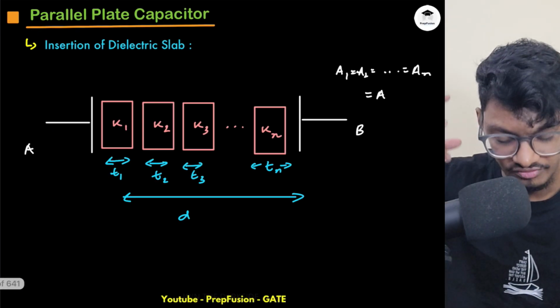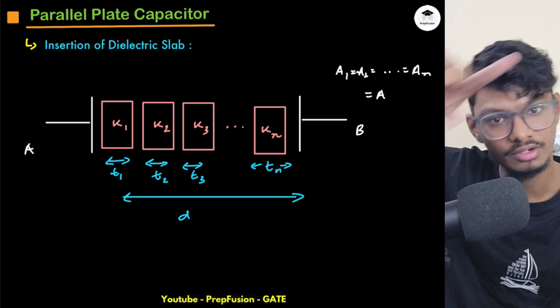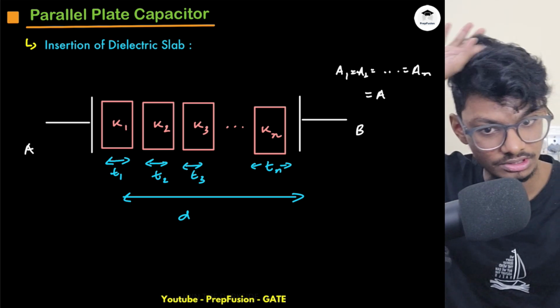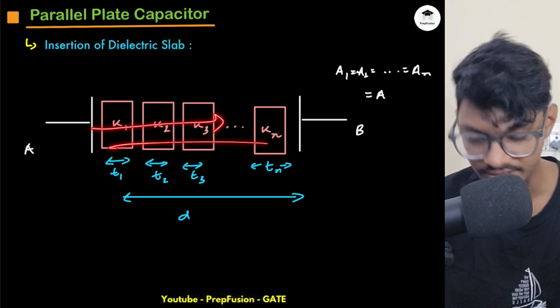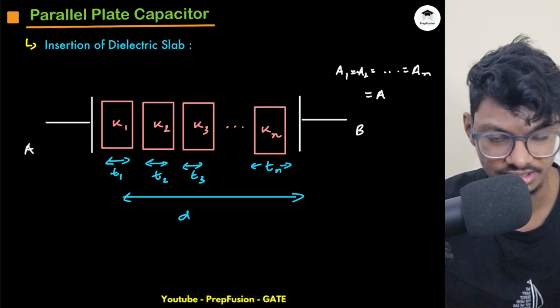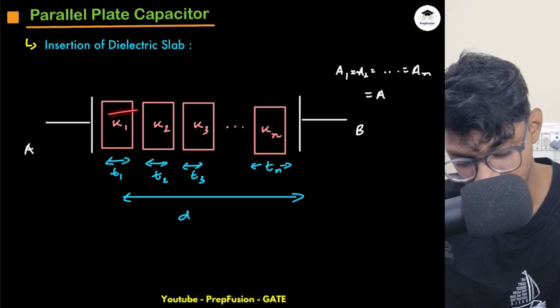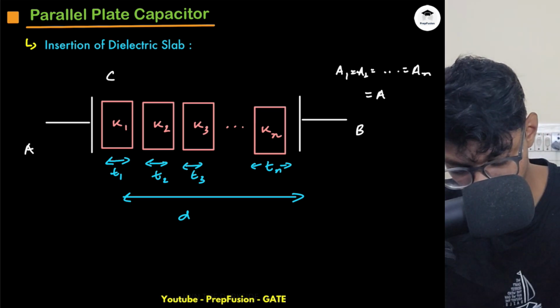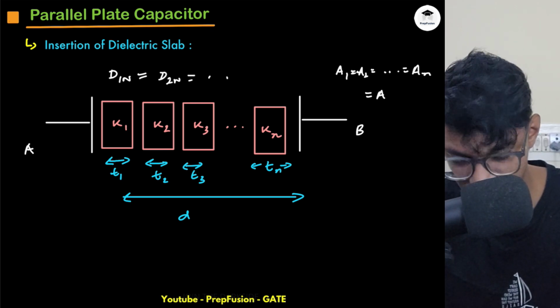Another thing is, if multiple dielectrics are connected in series with each other, what will remain constant here? What will be the same thing? The electric field will be the same, right? They are just multiple different capacitors connected in series. Like here the electric field is the same, right? If you observe, my D1n will be equal to D2n and so on. This we have already derived.